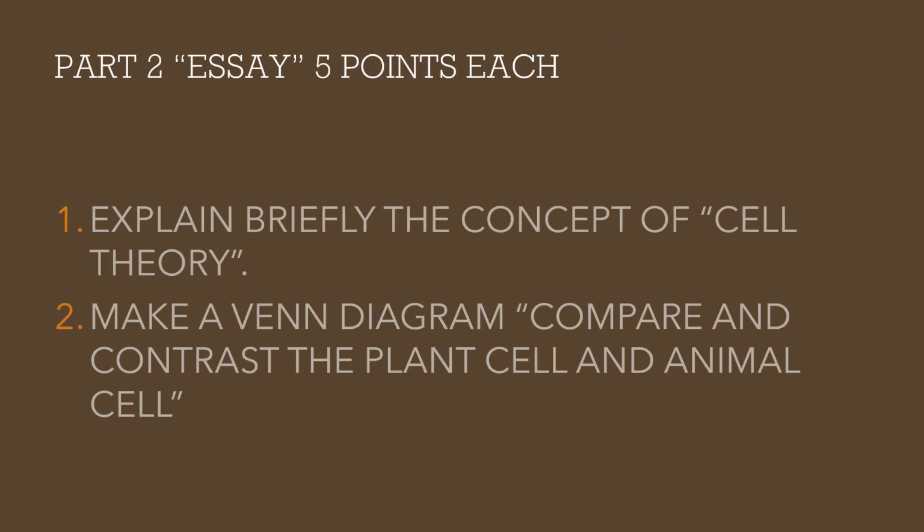Okay, for part 2, essay, 5 points each. Number 1, explain briefly the concept of cell theory. Number 2, make a Venn diagram and then compare and contrast the plant cell and animal cell. 5 points each essay.